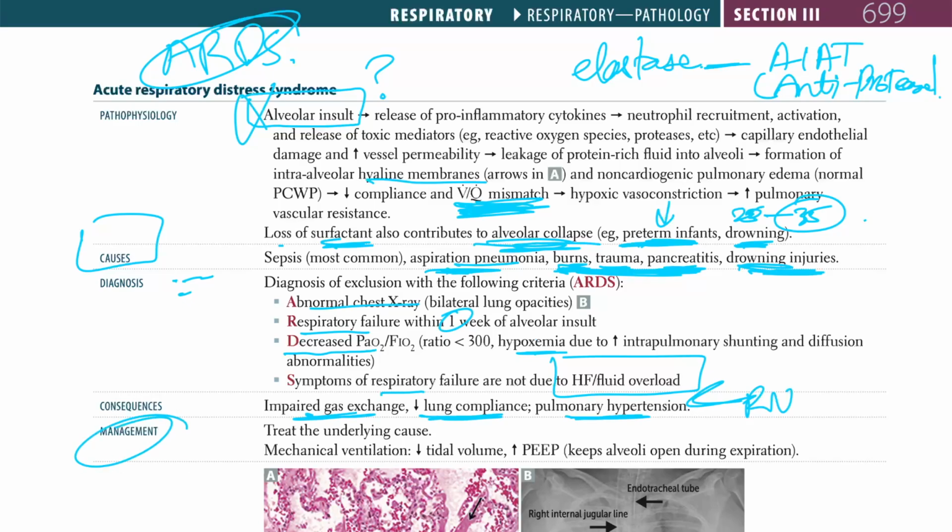How do you treat it? Well, treat the underlying cause, because these things are all causing it. So treat that underlying cause. Mechanical ventilation. Start them on mechanical ventilation, which decreases the tidal volume. Increase in PEEP. What is PEEP? It is the positive expiratory pressure, which keeps the alveoli open during expiration. Okay.